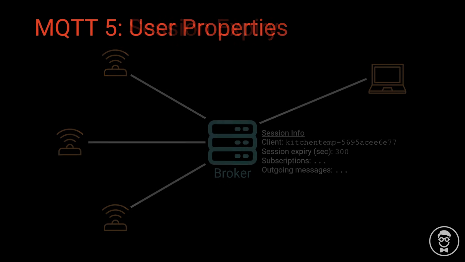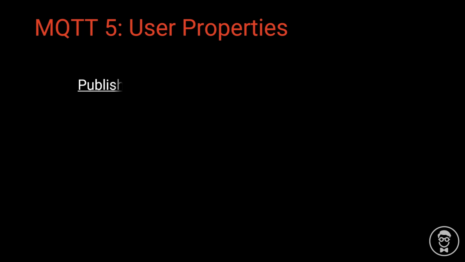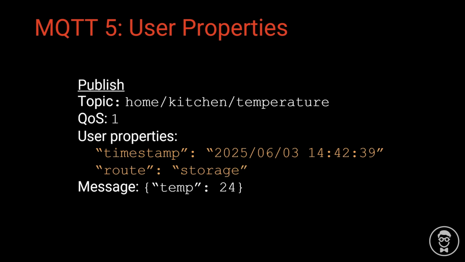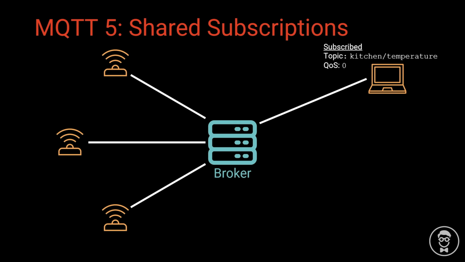MQTT 5 also introduces user properties, which are custom key value pairs that can be added to the headers of MQTT messages. Such properties allow customizations to brokers to process messages more efficiently. Shared subscriptions were also added to help with load balancing in large IoT networks.